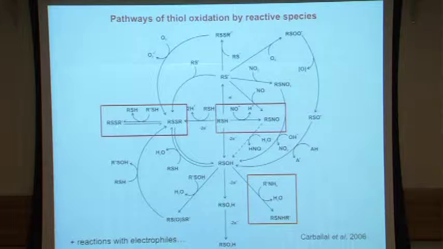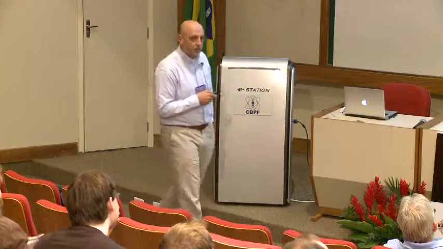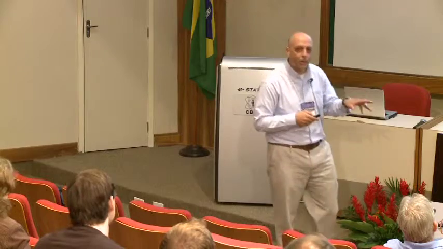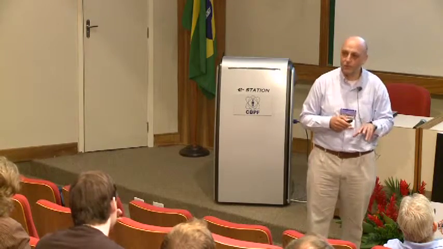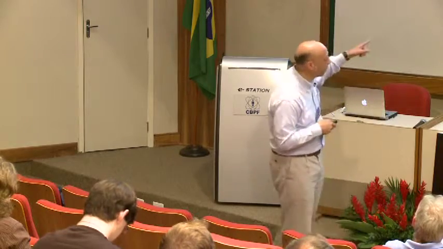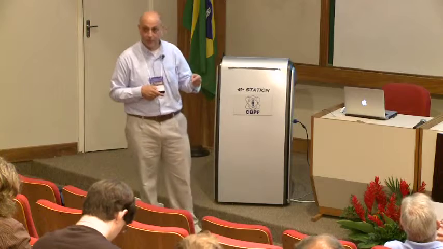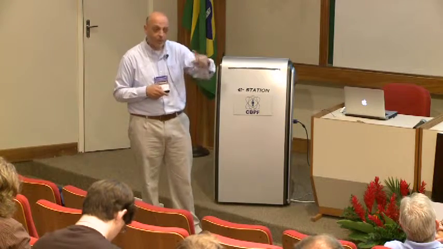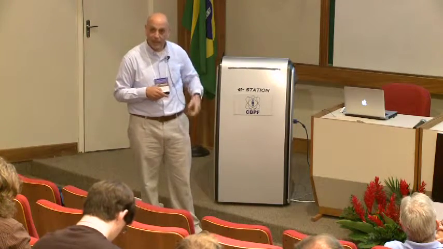Nitrosothiols, disulfides, sulfenamides, sulfenic acids, and even reactions of thiols with electrophiles. So I'm talking about protein oxidation. But what about electrophilic reactions with proteins? Because it's relatively close. Because electrophiles are formed from oxidation reactions of lipids. And then these products can react with proteins and lead to electrophilic adducts.